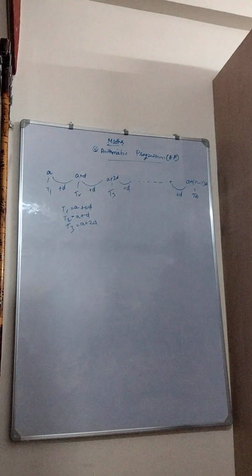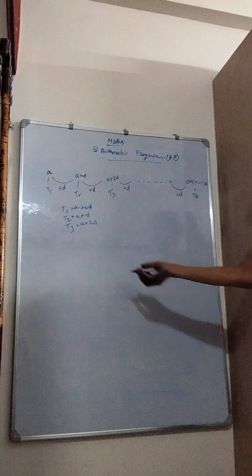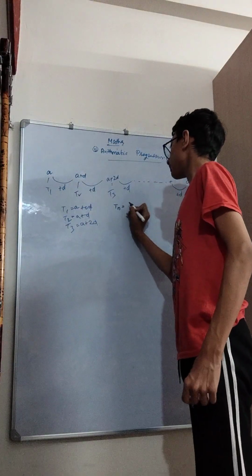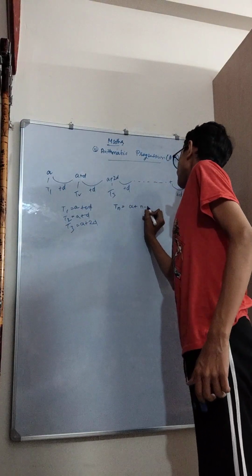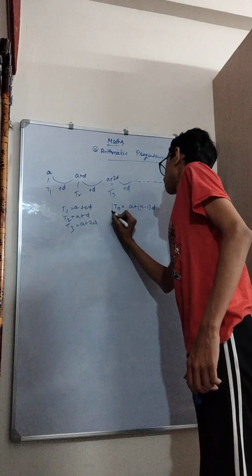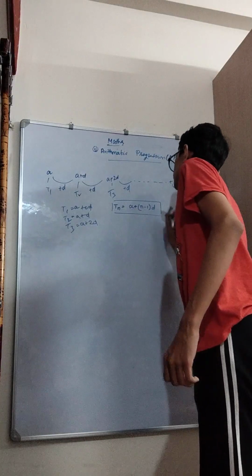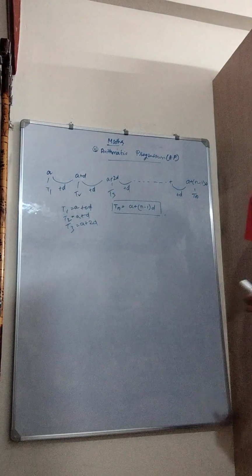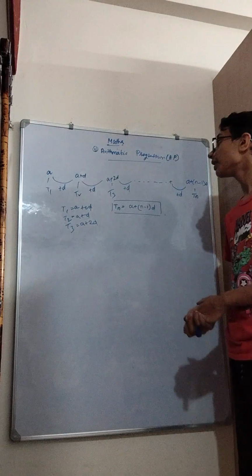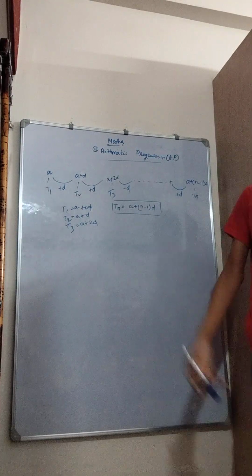So the nth term is always equal to A plus n minus 1 into D. One formula to memorize, or you can just use logic. Okay, so this is Tn.